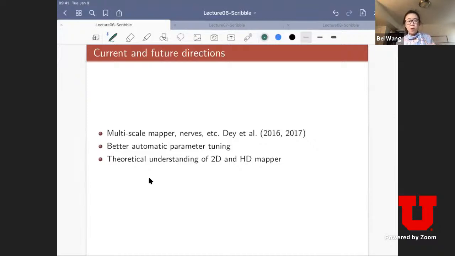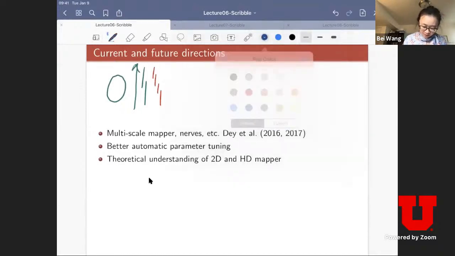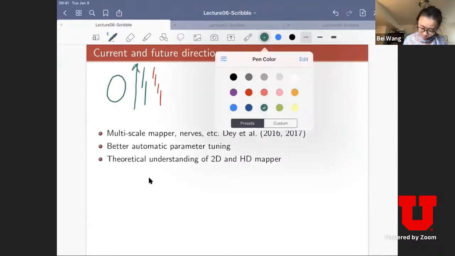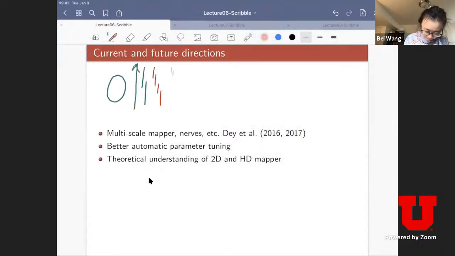There are a lot of different directions, it's a very actively researched area, and there are different variations of the mapper. One of them is called multi-scale mapper. The idea of multi-scale mapper is that there is some sort of inclusion over the cover elements. So let's say I have a simple shape, which is a circle or a torus. I can have a cover with 2 elements, right? But I can also have a cover with maybe 4 of them. I can also have 8 of them.